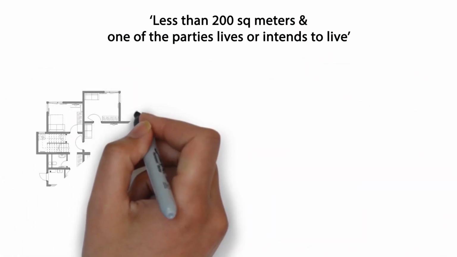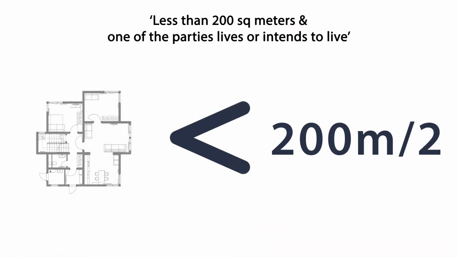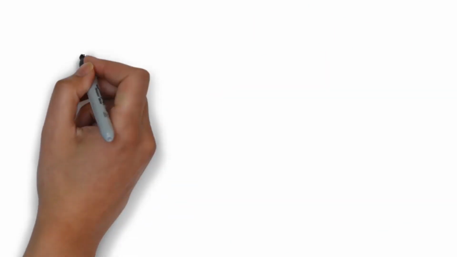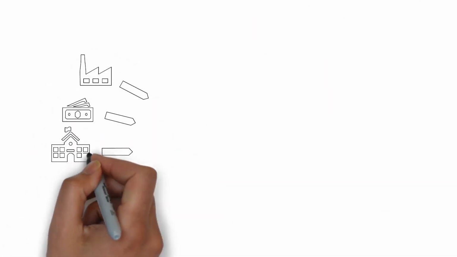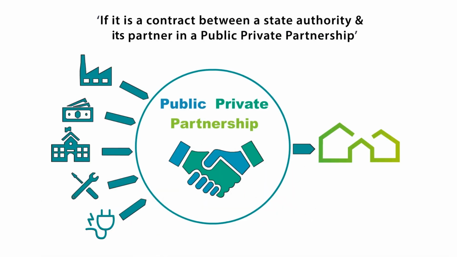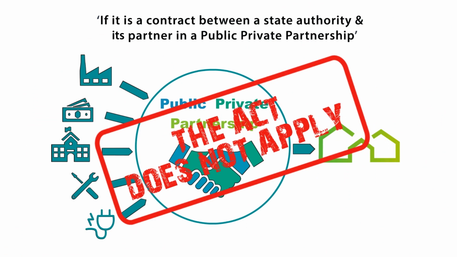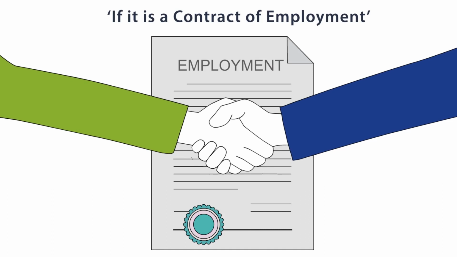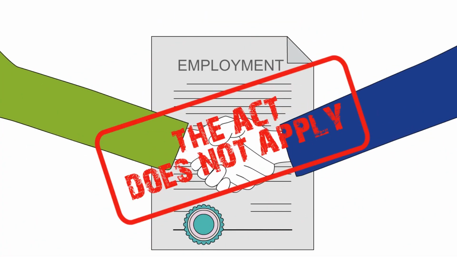The Act does not apply when it is for a dwelling with a floor area less than 200 square metres where one of the parties lives or intends to live. The Act does not apply when it is a contract between a state authority and its partner in a public-private partnership. The Act does not apply, finally, when it is for a contract of employment.